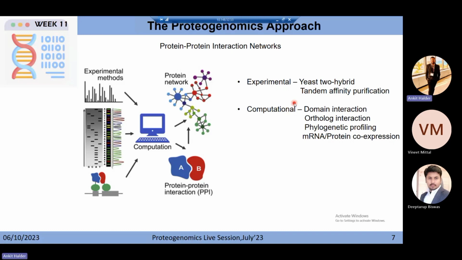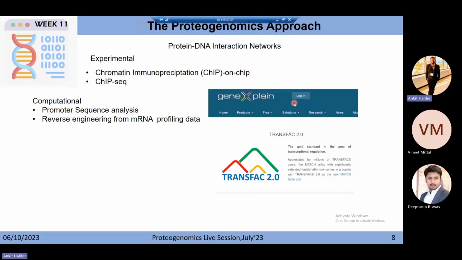So this is what we can also determine with computational methods, apart from the experimental ones. Obviously experimental validation helps us to understand and validate in a much better way. But the computational methods are also quite effective in understanding how protein networks can be built, or how the protein-protein interactions take place, either through domain, ortholog, phylogenetic, or mRNA protein co-expression.